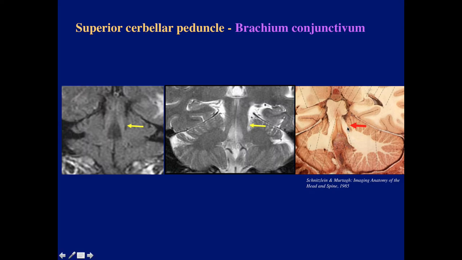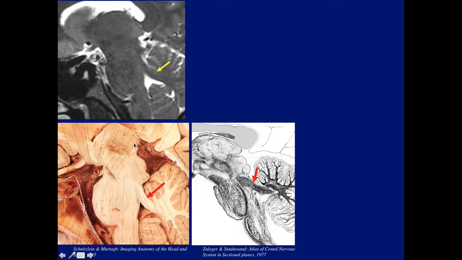We can see the superior cerebellar peduncle on these coronal T2 images, and on the FLAIR image, just lateral to the fourth ventricle. On the sagittal plane, the superior cerebellar peduncle is just slightly off the mid-sagittal plane. And here we can see it on the specimen, and here it's stained in a histologic specimen.